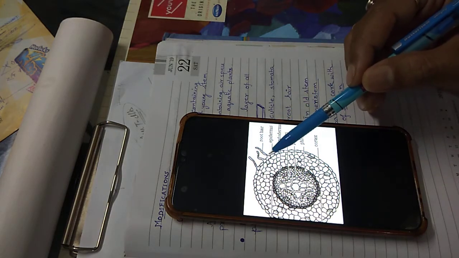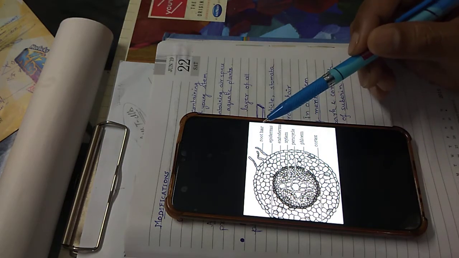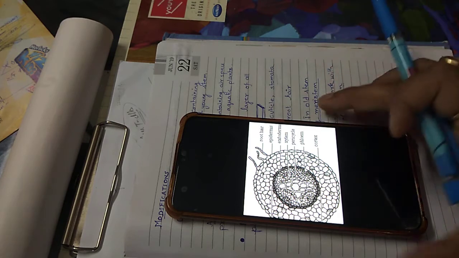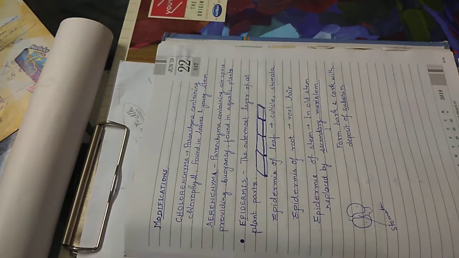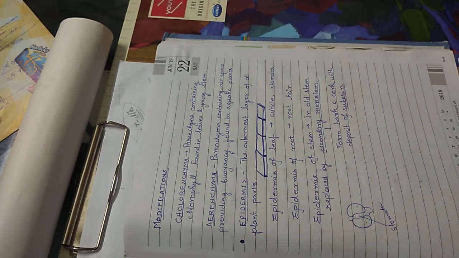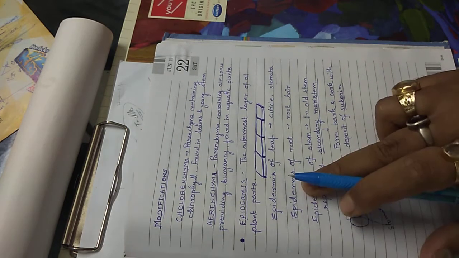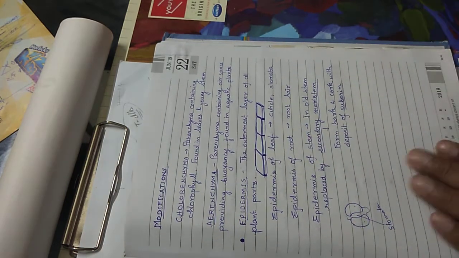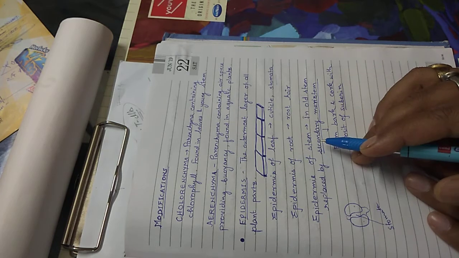So what is the purpose of this extension? It increases the surface area for absorption of water and minerals from the soil. That is the function of the root hair, and that is one modification you can see in the epidermis of the root. Now we come to the epidermis of the stem.